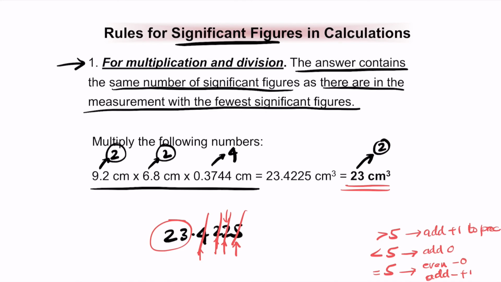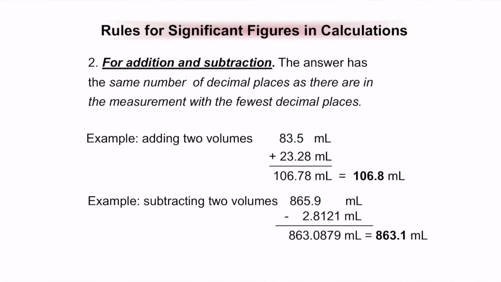So this is the idea behind multiplication and division. When you multiply, always look for the lowest number of significant figures out of all the numbers that you are multiplying, and that should be the number of significant figures in the final answer. Next, for addition and subtraction. Addition and subtraction do not focus on the number of significant figures, but focus on the number of decimal places. So the final answer should have the fewest decimal places out of all of the decimal places possible.